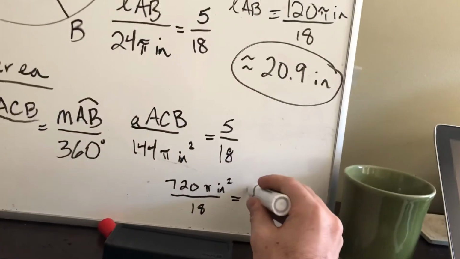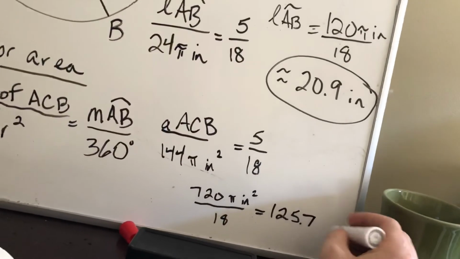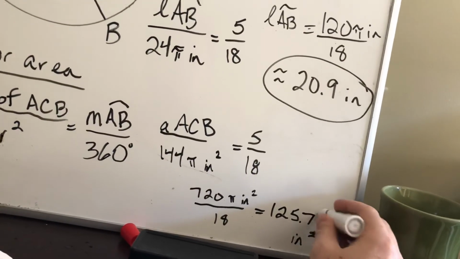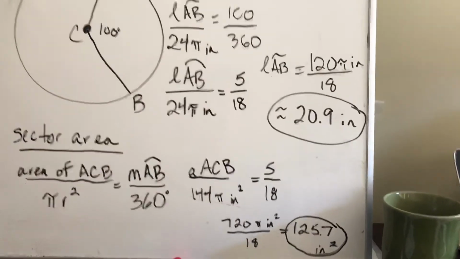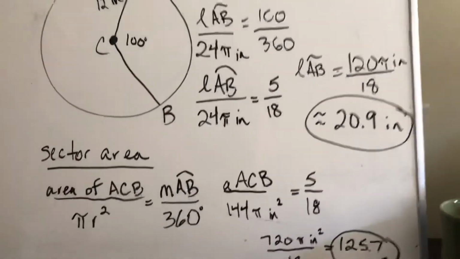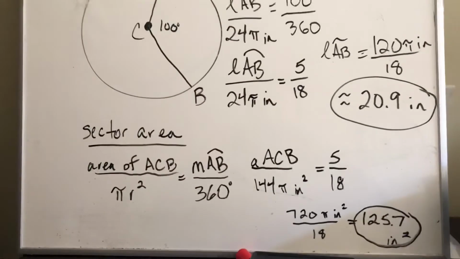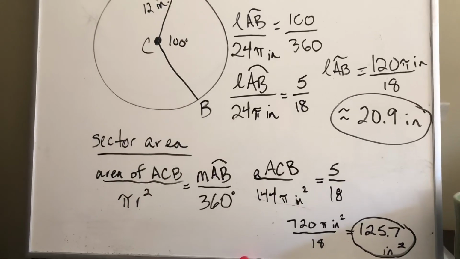So this comes out to 125.7 inches squared. So again, you see in the examples above, I kept the answers in terms of pi, and down here when you got a little more specific, I rounded them to a tenth. So just see what each problem type calls for when you're doing the problems. Okay, let me know if you have any questions.